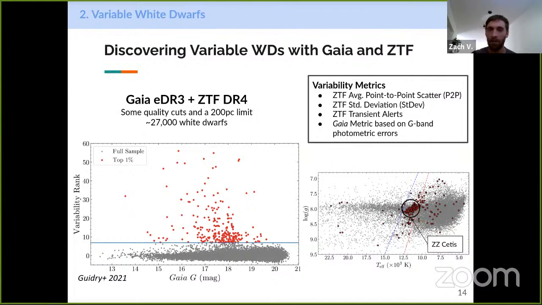But there's also a lot of stuff outside the strip, which is all very interesting. Could be cataclysmic variables, rotators, transiting debris systems, eclipsing binaries, all sorts of stuff. So it's useful for finding variability beyond pulsators as well.